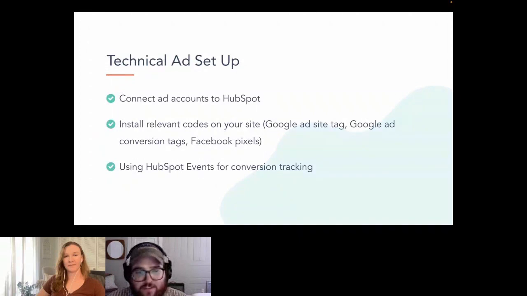And then on the flip end of it is making sure that you actually have the code set up on your site, right? So we talked a lot about retargeting. We talked a lot about making sure that you're tracking conversions. There's a couple of different ways you can do that. You can set it up manually on your site, or if your site is hosted in HubSpot, just by adding that to the site code.